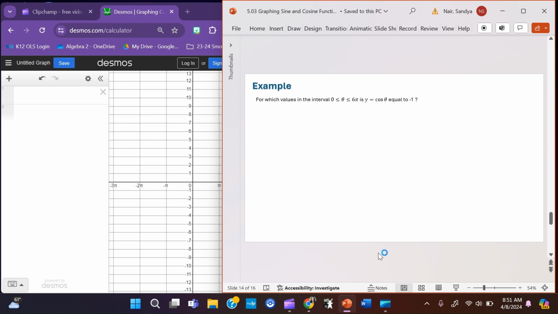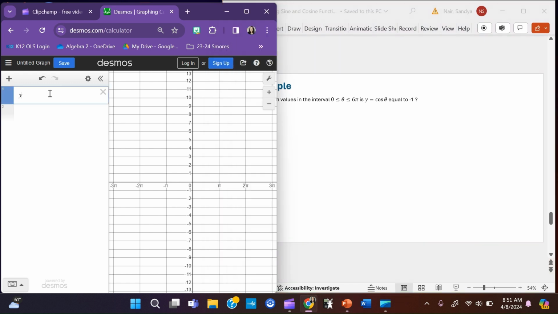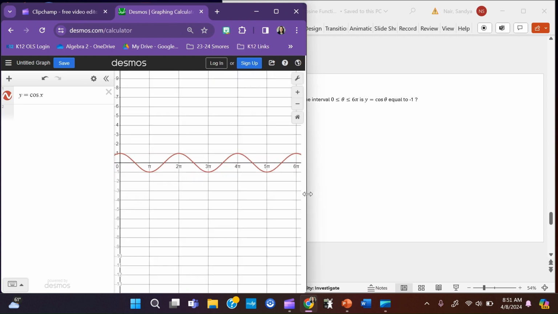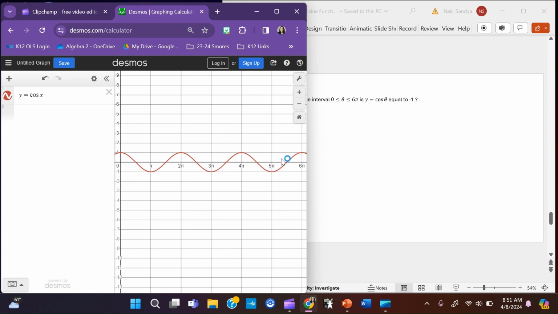Okay, so here's the first question. It says, for which values in the interval 0 to 6 pi is y equals cosine theta equal to -1? So when I'm graphing these in Desmos, instead of using theta, I just go ahead and call it x. Okay, so y equals cosine of x. And we're looking at the interval from 0 to 6 pi. Okay, so I'm not looking at the entire graph. I'm just looking from 0 to 6 pi.